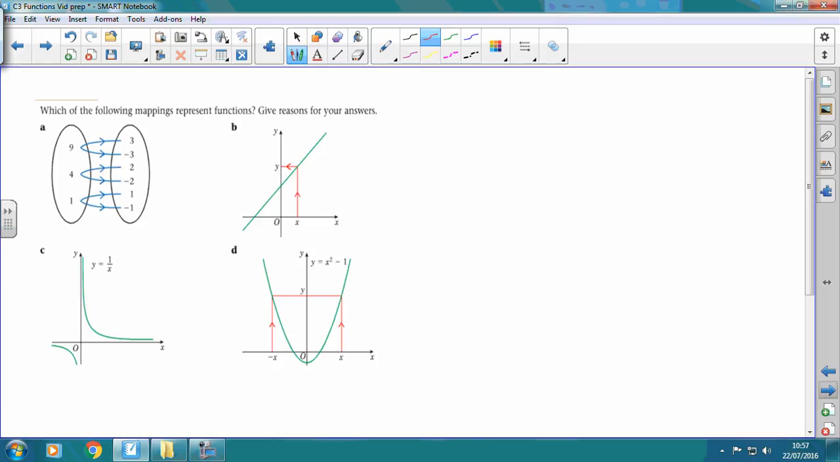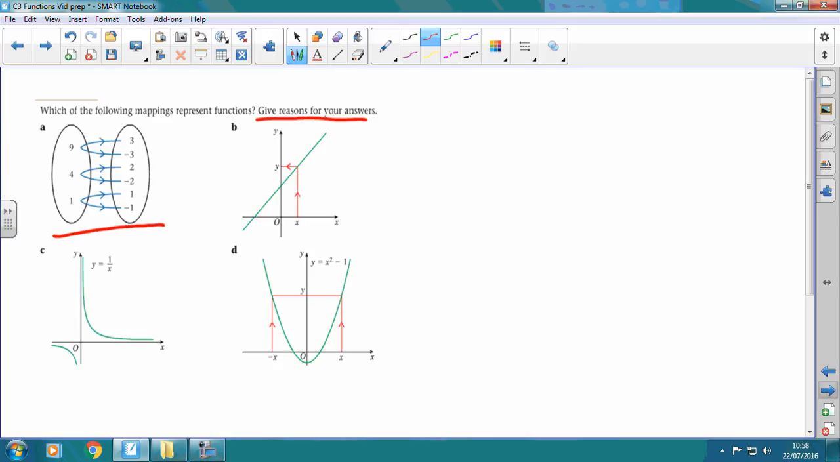Okay, so let's have a look at this here. And we're going to have a look at which of these represent functions. And we're going to give reasons for the answers. Let's have a look at the first one. And again, what you can do is pause the video if you want and think about what we've talked about so far. And if you think they're functions, then shout out. Or if not, just think why they might not be functions.